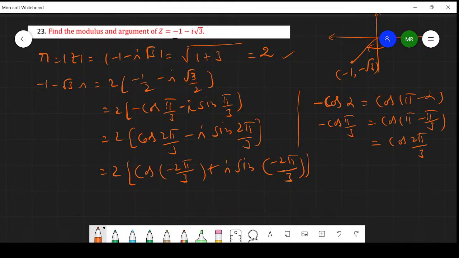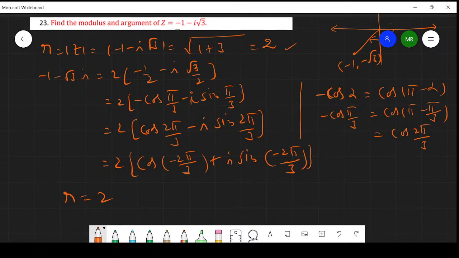I have done it, we got it. This is the polar form of the complex number. Here, what is the modulus r value? I can then ask to find the modulus. So the modulus value is equal to 2, r is equal to 2. Theta is the amplitude, minus 2 pi by 3.